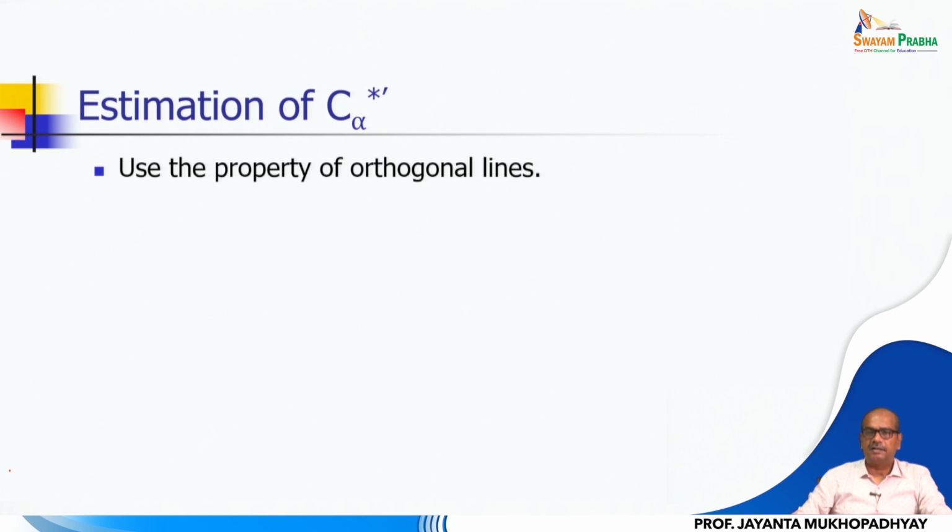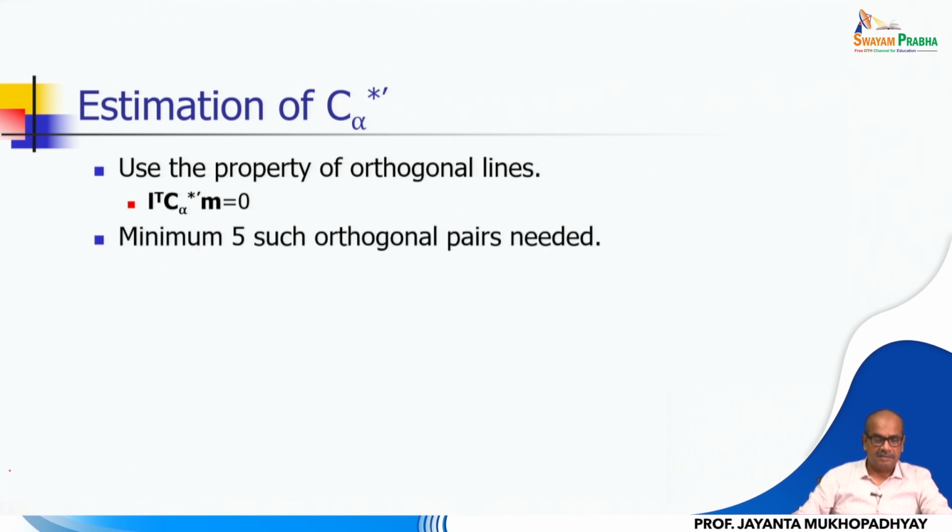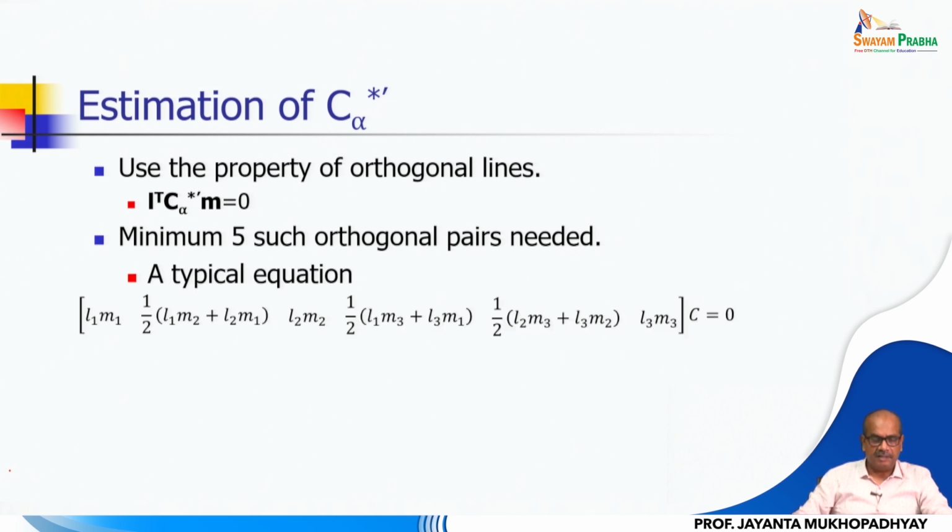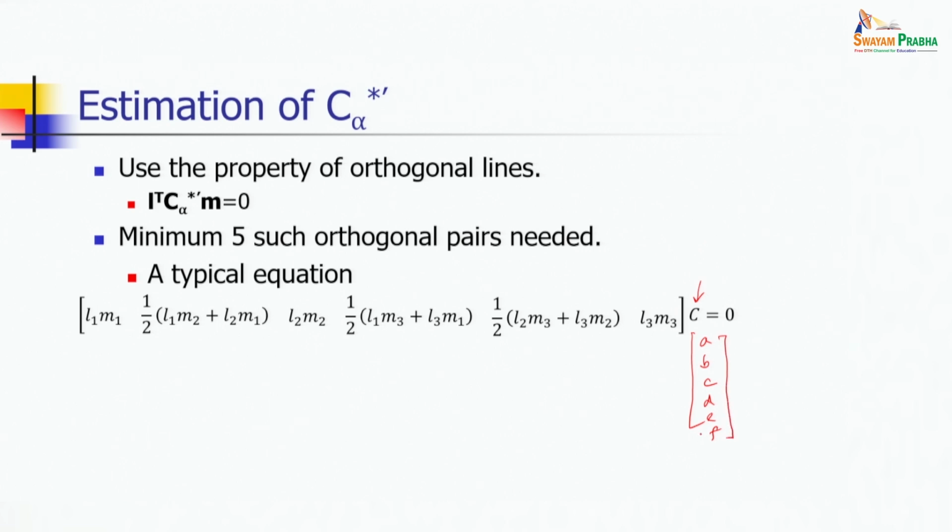As I mentioned, we will be using the property of orthogonal lines. Two orthogonal lines L and M satisfy this constraint: L transpose C infinity star prime M equals 0. This is the equation. A minimum of 5 such orthogonal pairs are needed, and a typical equation would look like this. C has been expressed as a column vector, with the parameters A, B, C, D, E, F, and then we have formed this equation.